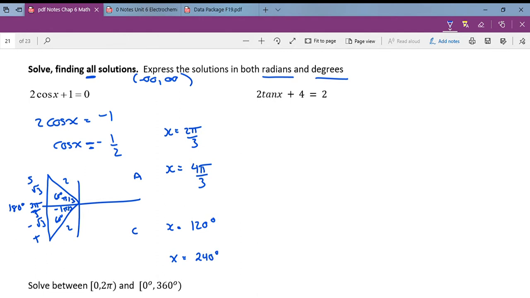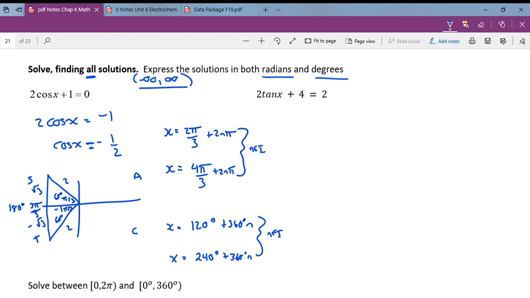Then if I wanted all the answers from negative infinity to infinity, I literally just add 2n pi to my answers that are in radians, and then I go like this, so I don't have to write it twice, n is an element of the integers. And then to these I add 360n, and then I put in my n is an element of the integers.